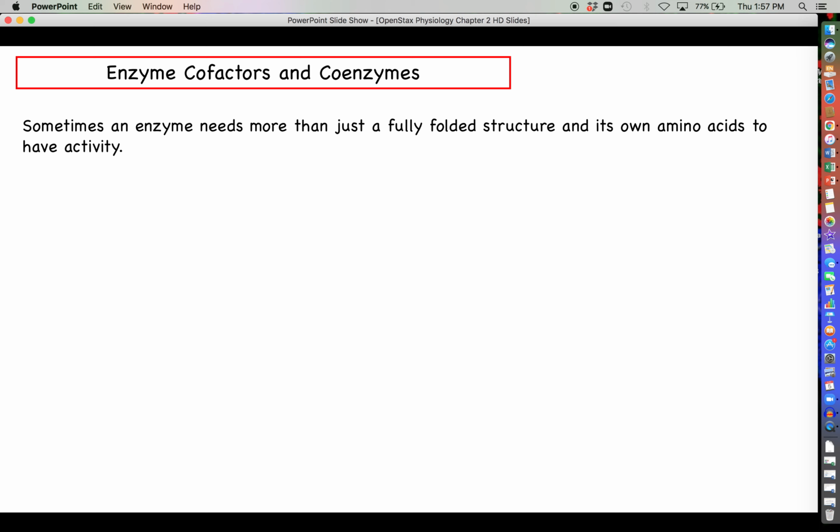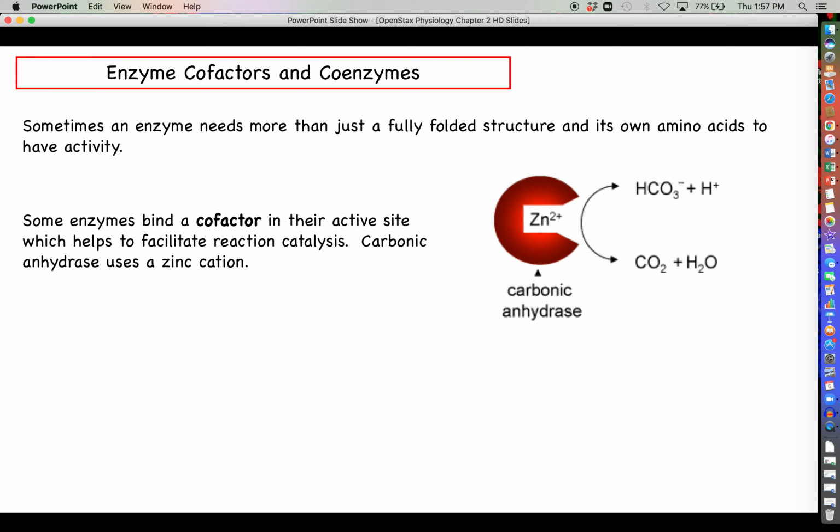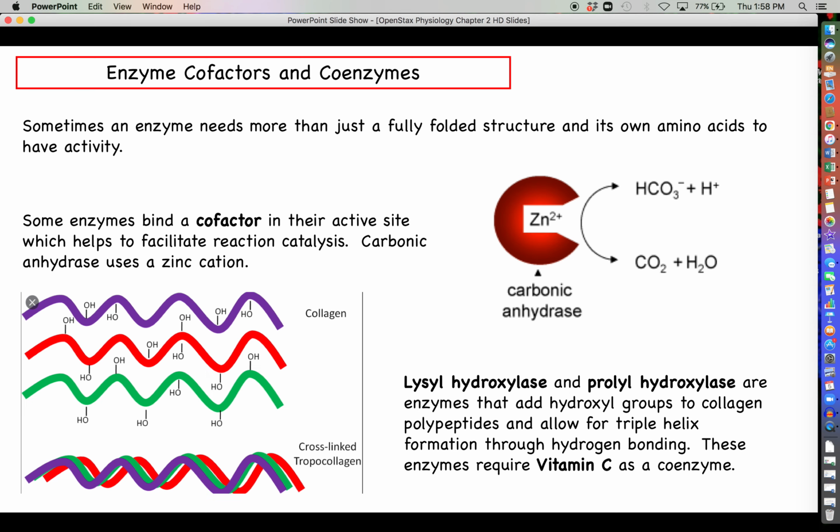Sometimes just having a fully folded polypeptide for an enzyme is not going to cut it. Sometimes you need other things for activity. Some enzymes bind a metal ion cofactor, like zinc is a cofactor for the enzyme we've talked about before called carbonic anhydrase. You've got to have zinc in order for this reaction to happen. Another one we've talked about, in some cases, enzymes require coenzymes. Usually these are just going to be vitamins like vitamin C.